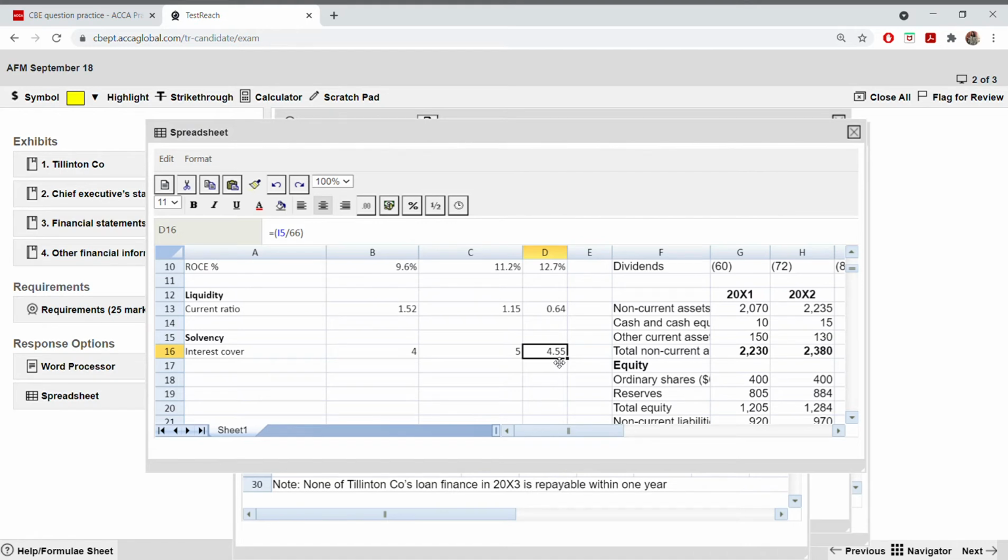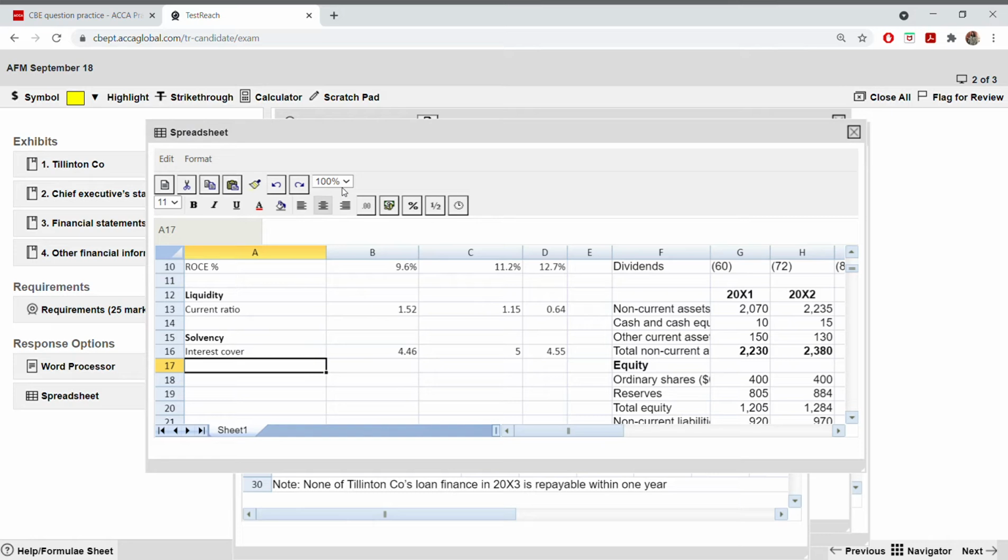Because they have taken it as 4.5, the interest cover. Here if we take it 4.46, here they have taken it as 4.5, here also they have taken it as 4.5, but we'll take 2 decimal places also, it does not matter. Next, what do we have in the solvency is gearing.